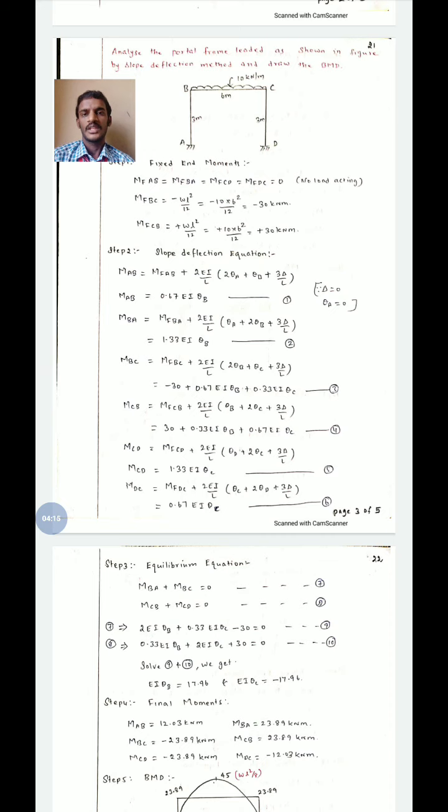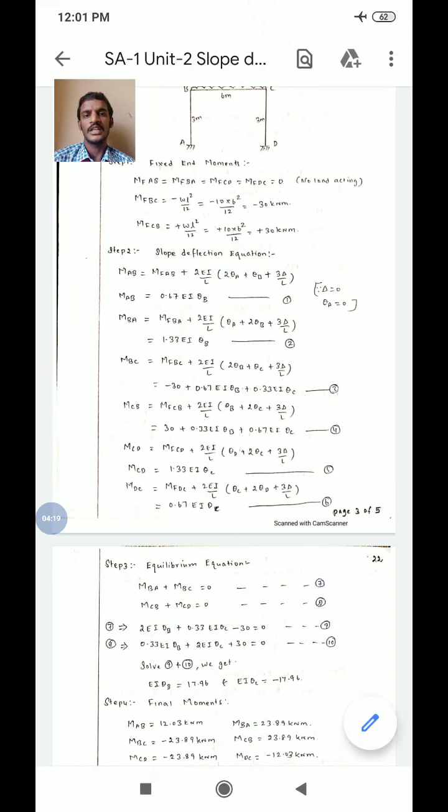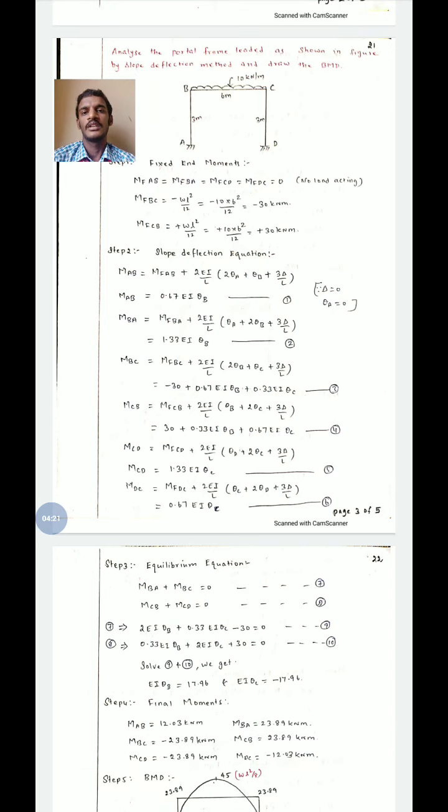Step 3. Equilibrium equation. Equilibrium equation occurs based on the continuous end and fixed end. In fixed end, there will be no equilibrium equation. In B and C continuous ends, there will be equilibrium equation. For B end, MBA from column and MBC from beam portion. Adding both, we will get seventh equation.